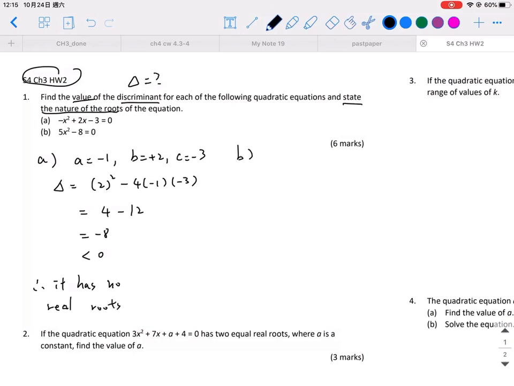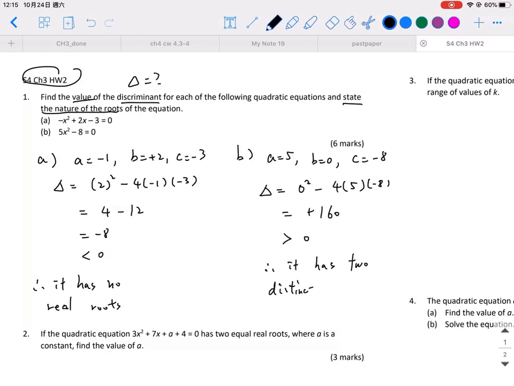And for part B, okay, in this time A is 5. Okay, and we don't have x term, so B is 0 and C is -8. So the value of discriminant is 0 squared minus 4ac, and therefore it should be positive 160, which is greater than 0. So it has 2 distinct real roots. Okay, so we finished the first question.